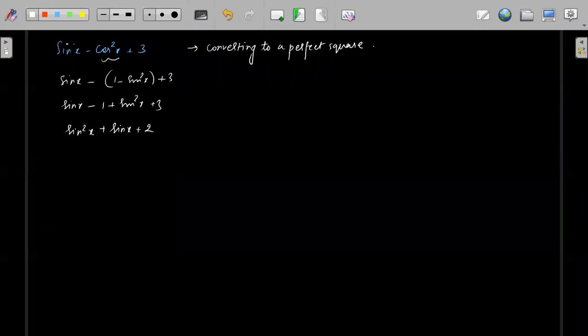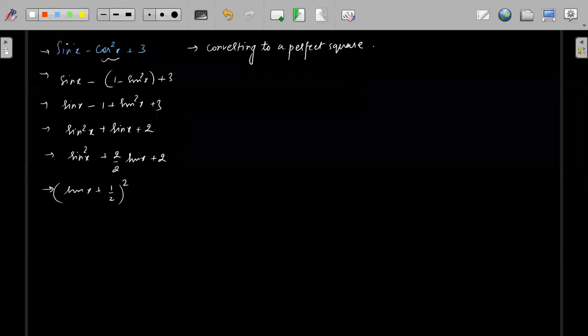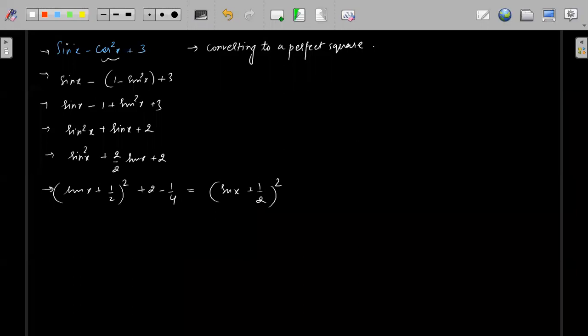Now if I convert this into a perfect square, what I can write is sine square x plus 2 divided by 2 sine x, plus 2. So this will simply become sine of x plus 1 by 2 whole square plus 2 minus 1 by 4. So this will be sine of x plus 1 by 2 whole square, and this will be 8 minus 1, 7 by 4. This is the square, right?